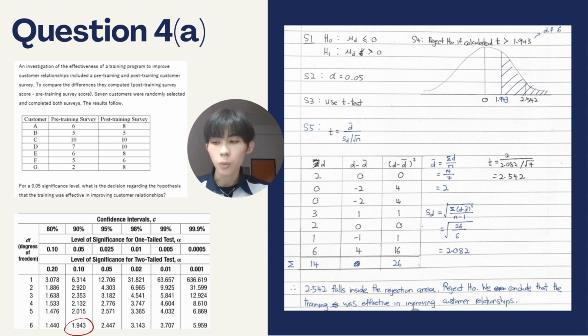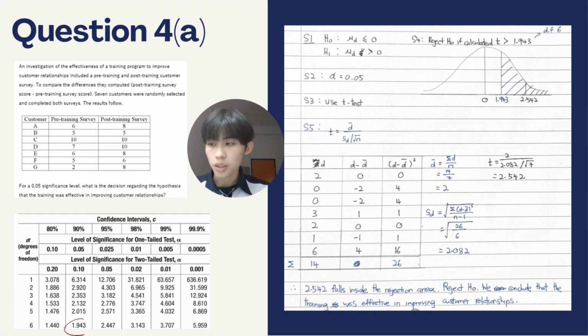Step 3, in this case, we need to use the t-test. Step 4, since this is a one-tailed test, our decision rule is reject H0 if calculated t is larger than 1.943. We can get this 1.943 by referring to the t-table on the degrees of freedom of 6, which is sample size 7 minus 1. After that, we have several steps in step 5 to calculate the t-value. At first, we need to create a table where the first column is D, which is the differences.